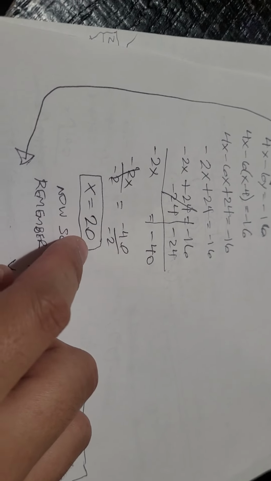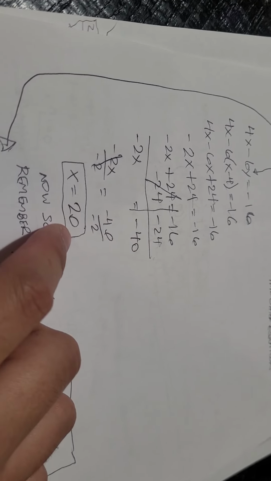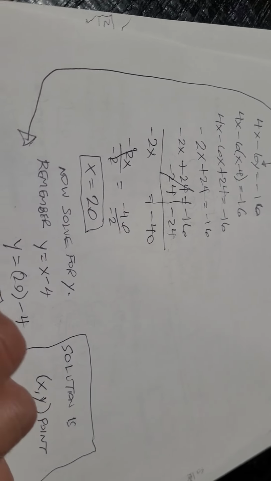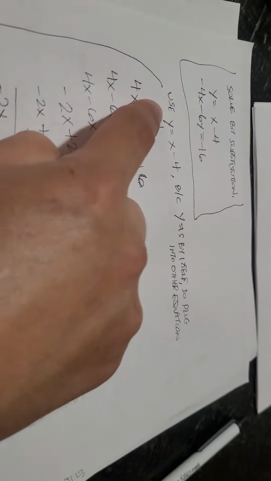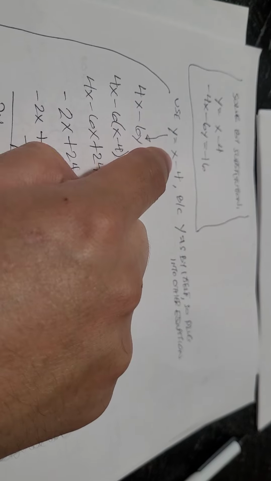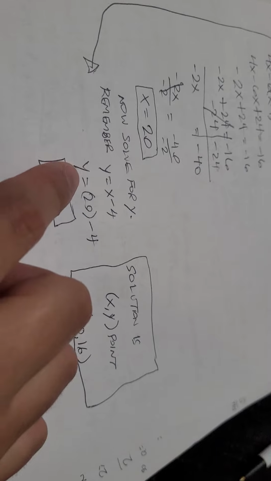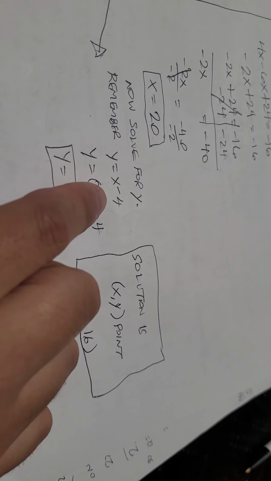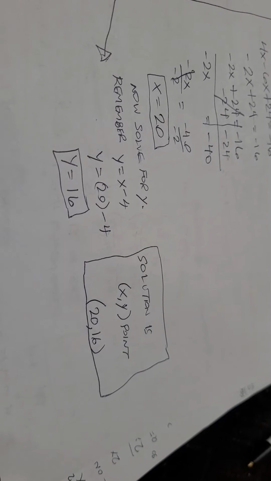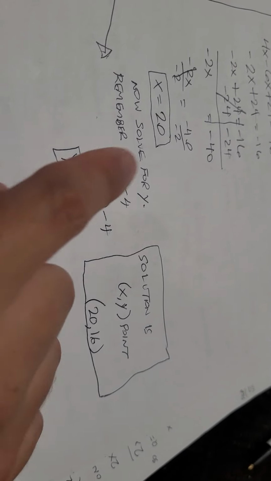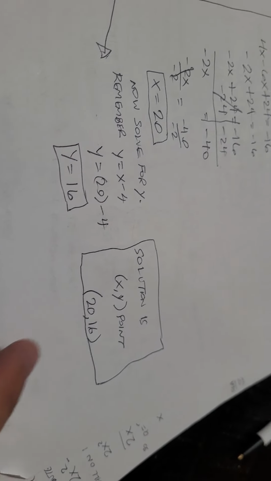Awesome. Well, we're only halfway to our goal, which is the solution. Your solution is going to be a point. So now you need the y. How am I going to solve for y? Well, remember, way up here, you have y equals x minus 4. So I'm going to say y equals x minus 4. Now I know what the x is. It's 20, so I'm just going to plug it in. 20 minus 4 is 16. So our solution, those x and y together, is 20 comma 16.